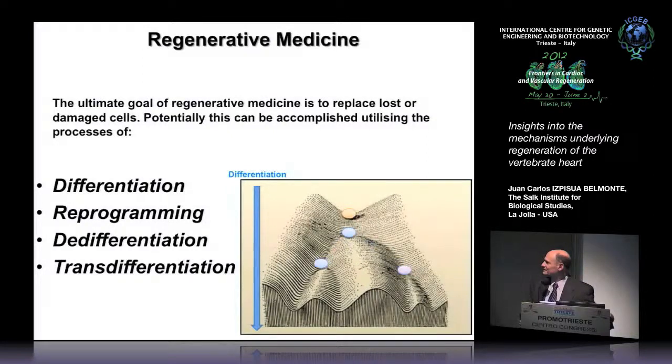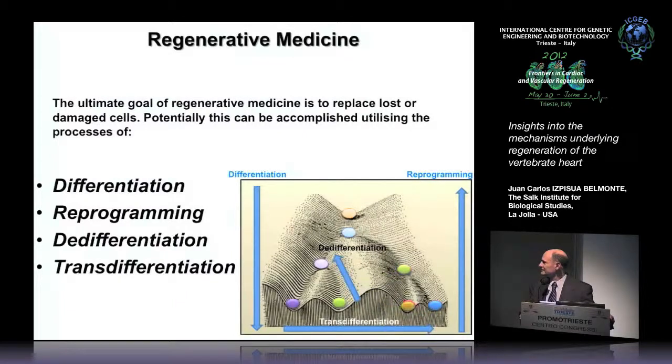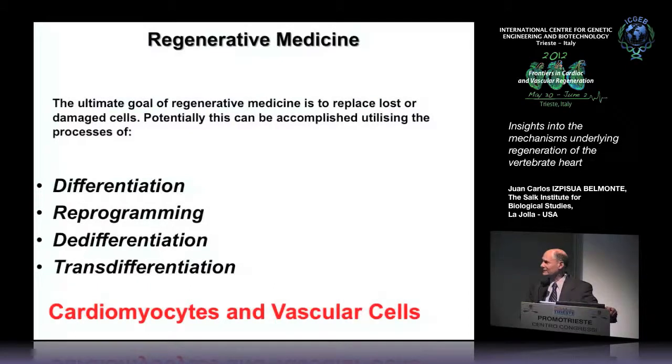Now, this process can go back, all the way back, in a process called reprogramming, and this has been demonstrated nicely about 5 years ago by the group of Shinya Yamanaka. This cell can also, instead of going all the way back, go just a couple of steps backwards, not to an embryonic-like cell, but to, say, a progenitor cell, and this is called dedifferentiation. Or it could directly go from one valley to the other, from one cell to another cell type, in a process called transdifferentiation. So I'm going to go through a few of these processes and examples with you. In particular, I will concentrate on cardiomyocytes and vascular cells.